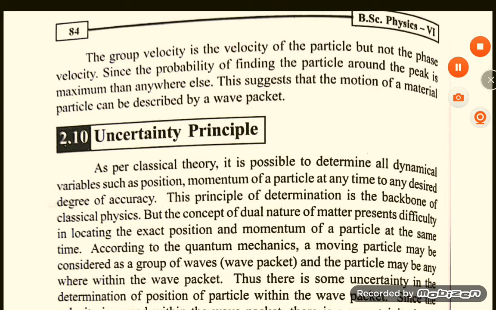Today we discussed the wave packet, wave function, normalization, and the probability of finding the particle within the wave packet. All this we discussed in this class. In the next class we will discuss the uncertainty principle, the famous Heisenberg uncertainty principle. Thank you.